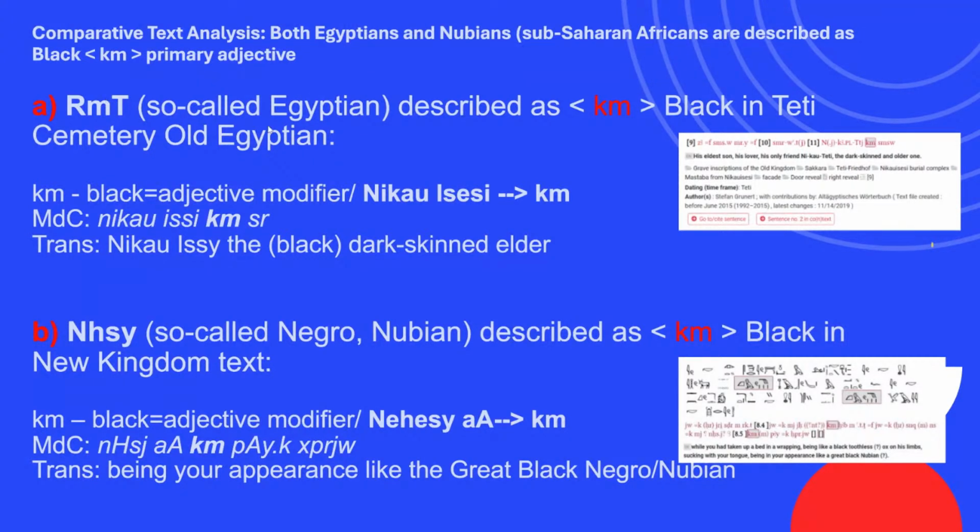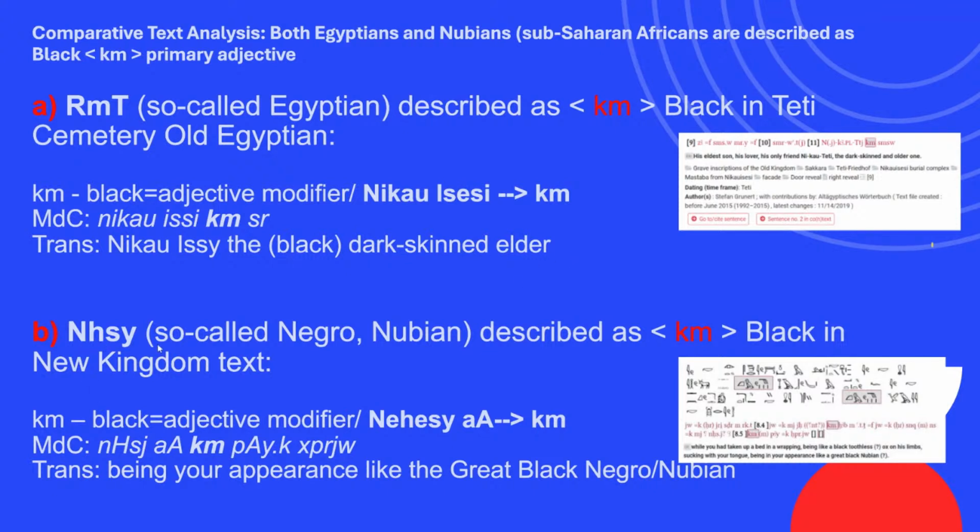So we see, A, so-called Egyptians described as kem, black, in the Teti Cemetery, Old Kingdom period. And we see Nakau Isi kem. Kem follows Nakau Isi, sort of like Spanish, where you say casa blanca, and blanca follows casa and modifies the noun. So here you see the translation is Nakau Isi, the black, dark-skinned elder.